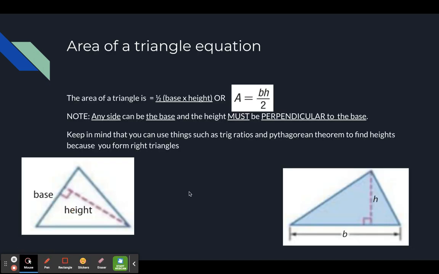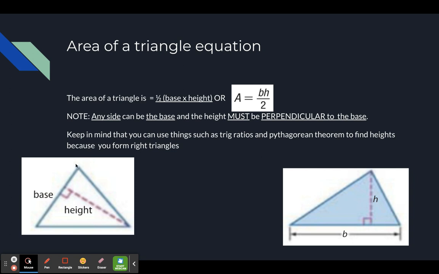Okay, area of a triangle. Now you do base times height, but you have to divide it by 2. So the area of a triangle is, in the textbook, written as half times base times height. I think it's much easier to do base times height divided by 2. And again, any side can be the base, but the height must be perpendicular to the base.